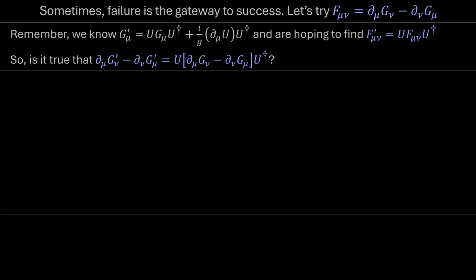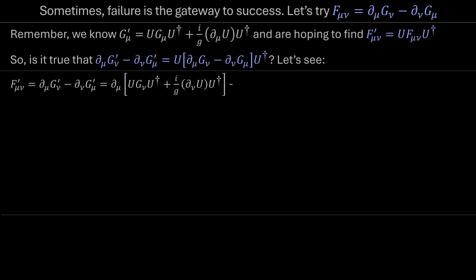All right, well, let's go ahead and evaluate this equation and see if it's true. So we suppose that F mu nu prime is equal to the F mu nu in the new gauge. And we can go ahead and expand that out by evaluating those G primes. The G primes are the gauge field in the new gauge, but we know what that has to be because we have the gauge transformation rule for G. And so we can just go ahead and put that in here.